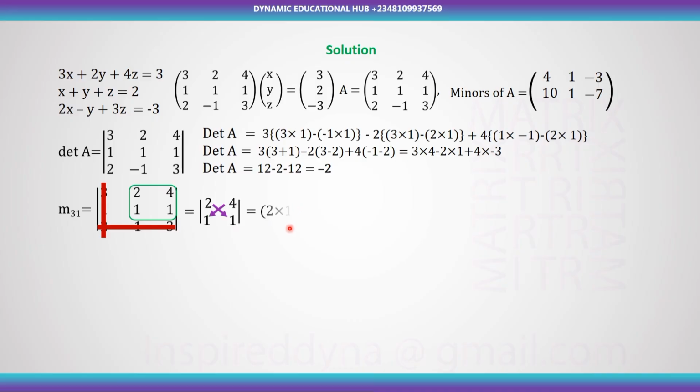That is 2 multiplied by 1 minus 4 multiplied by 1. And that is going to give us 2 times 1, 2, 4 times 1, 4. 2 minus 4, that is minus 2. We can have it here as a minor.